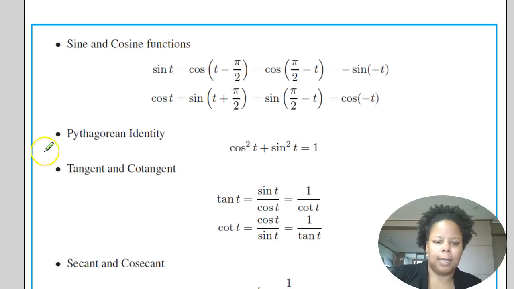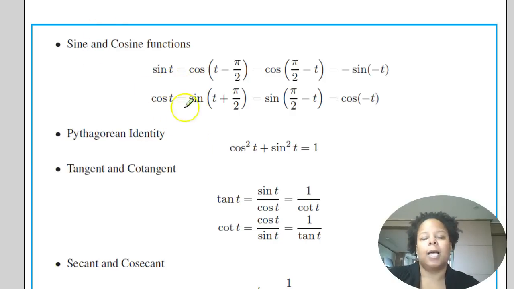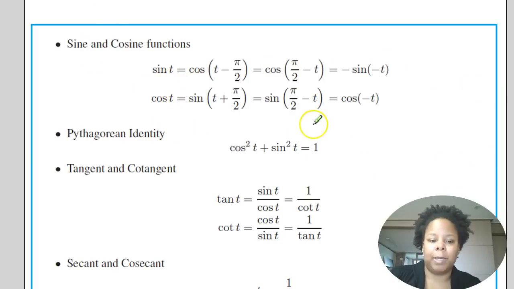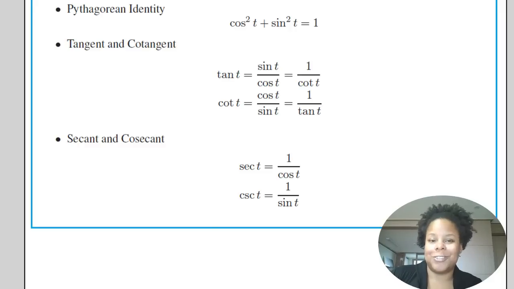This is just a summary of what we've talked about. These are relationships that I really encourage you to memorize, and we've explained what they mean, but I really encourage you to memorize these relationships because you are expected to know them.